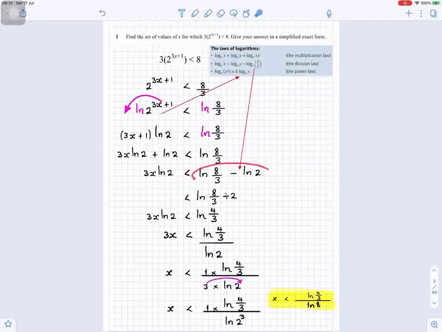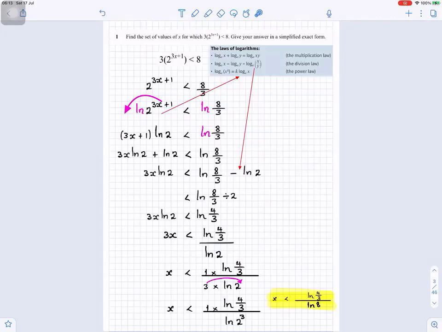Use the subtraction law, the division law. When you're subtracting them, you divide. So it's ln 8 over 3 divided by 2. A division law. So 3x ln 2 is less than ln 4 over 3.